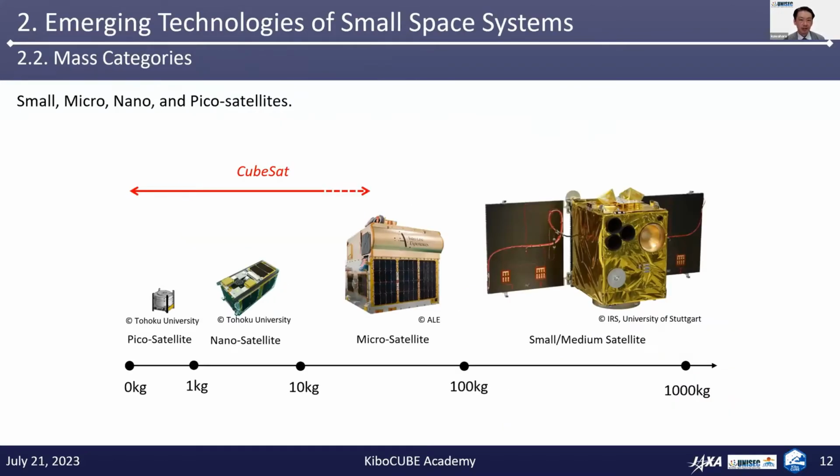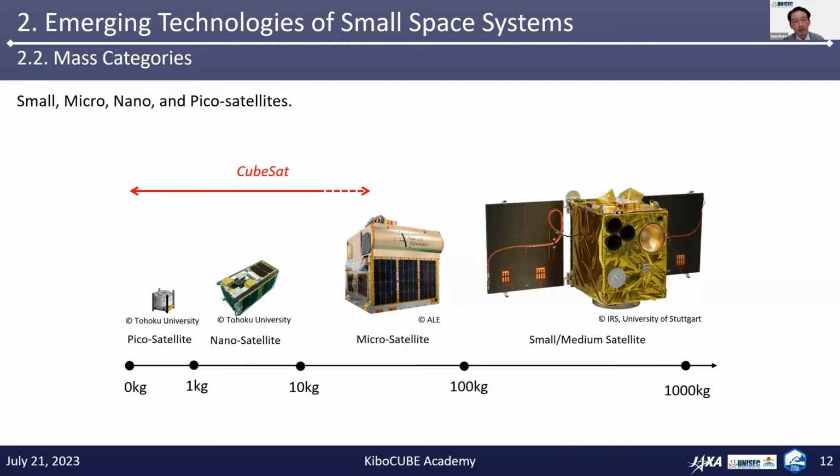This slide illustrates the mass categories of small satellites. The smallest category is the picosatellite, ranging up to about 1 kilogram. The next largest category is the nanosatellite, ranging up to about 10 kilograms. The third category is the microsatellite, ranging up to 100 kilograms. The last category in this slide is the small medium satellite, ranging up to about 1,000 kilograms.